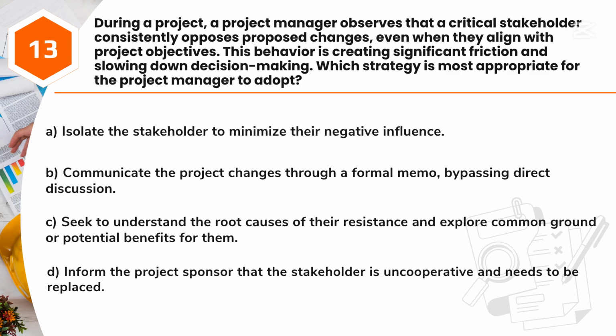A. Isolate the stakeholder to minimize their negative influence. B. Communicate the project changes through a formal memo, bypassing direct discussion. C. Seek to understand the root causes of their resistance and explore common ground or potential benefits for them. D. Inform the project sponsor that the stakeholder is uncooperative and needs to be replaced.